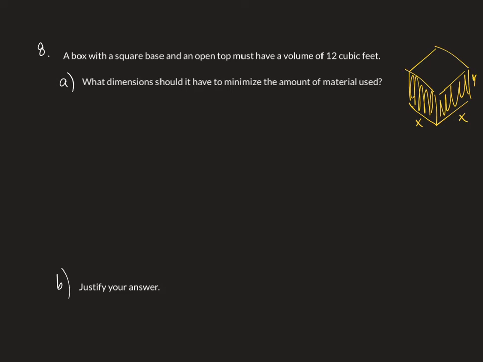The volume is 12 cubic feet, and we're asked what dimensions should it have to minimize the amount of material used. So the thing that we are optimizing, or minimizing in this case, is surface area, because we're trying to minimize material used to build the box. But we know the volume. So in this case, the volume, which is equal to length times width times height, is going to be equal to x times x times y, or in other words, x squared y.